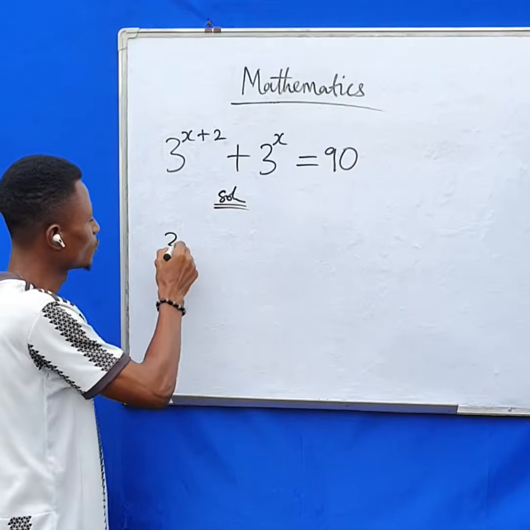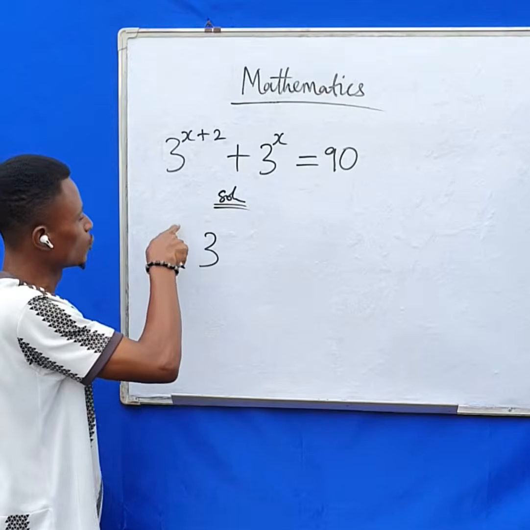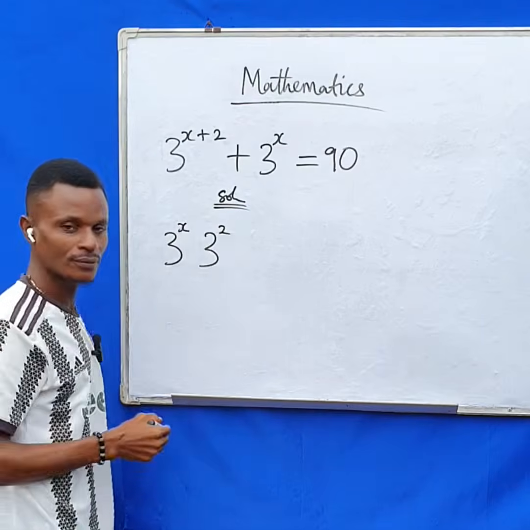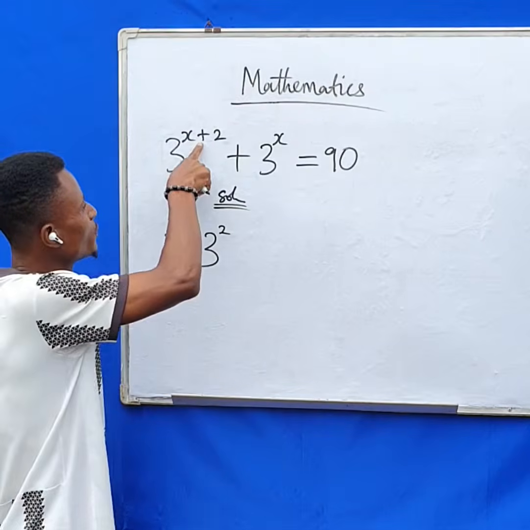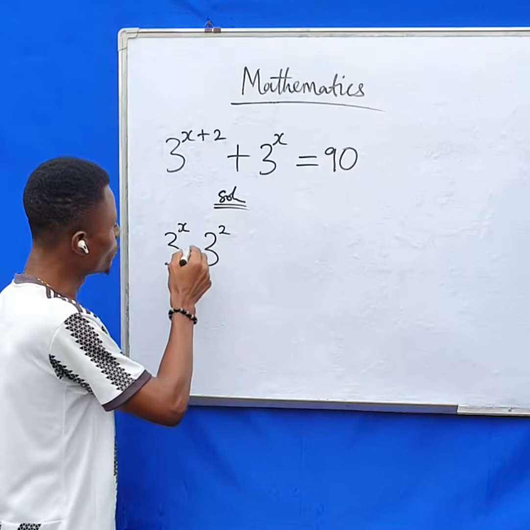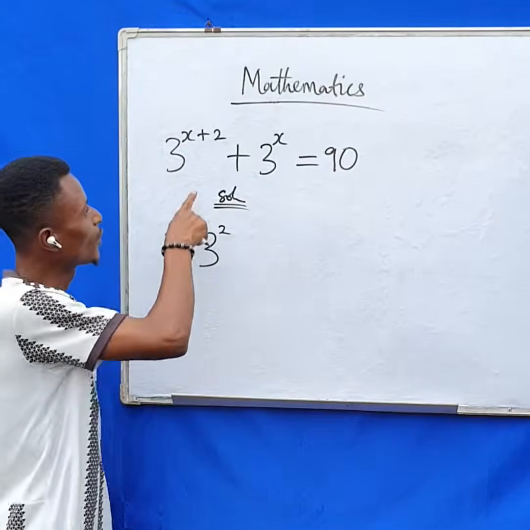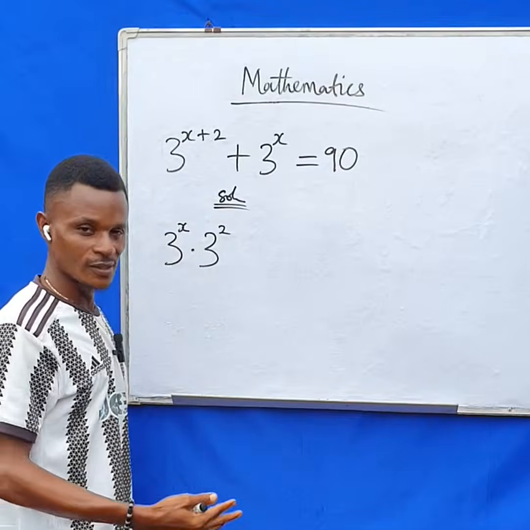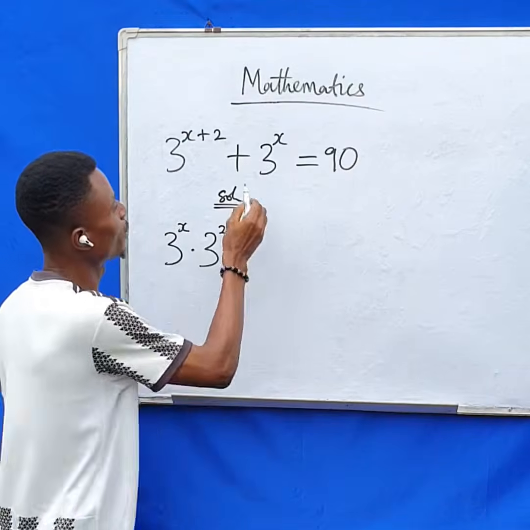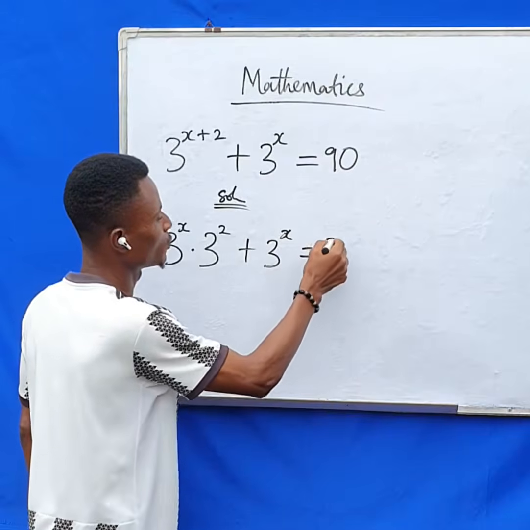We are going to write this number 1, 2. After you have done that, take the first power and put it on top of this one. Take the second power and put it on top of this one. Now, because what separates these two powers is addition, you are going to put multiplication here, which I'm going to represent with dots. A dot here means multiplication. Addition and multiplication go together in indices. That's why I'm using multiplication. You understand? Then after that, you write this one, plus 3 raised to the power of x, equal to 90.